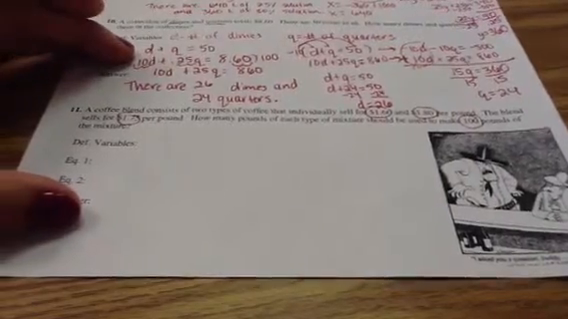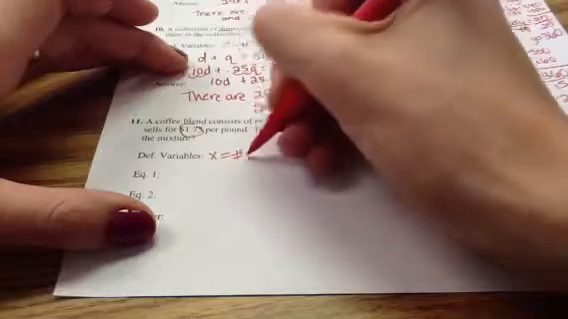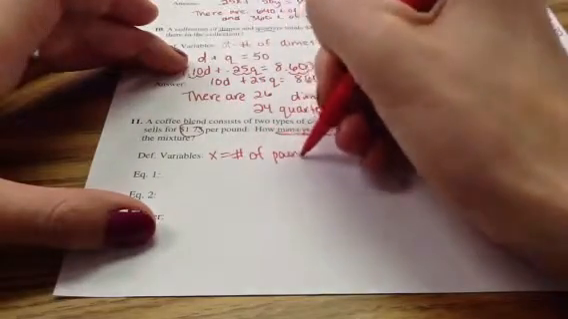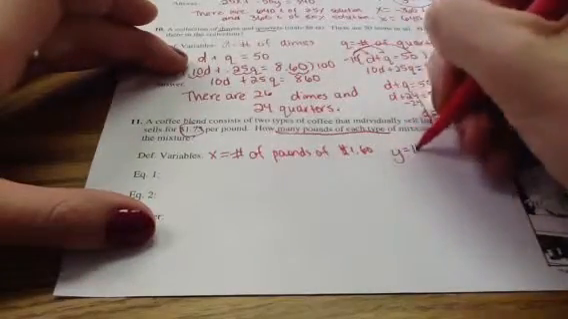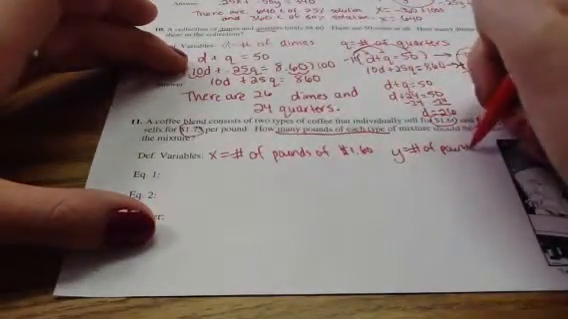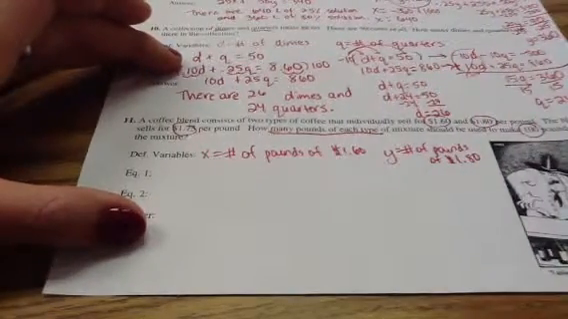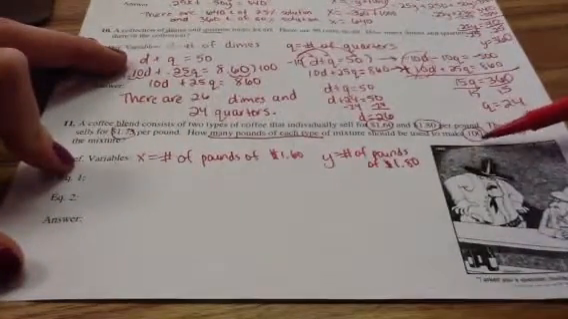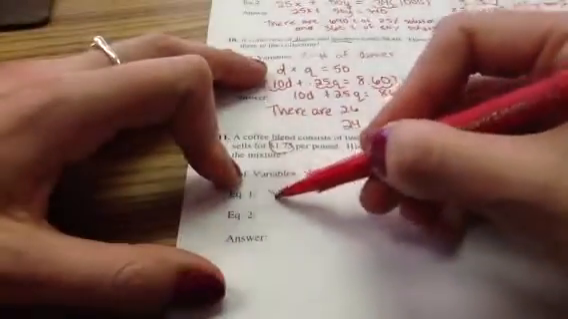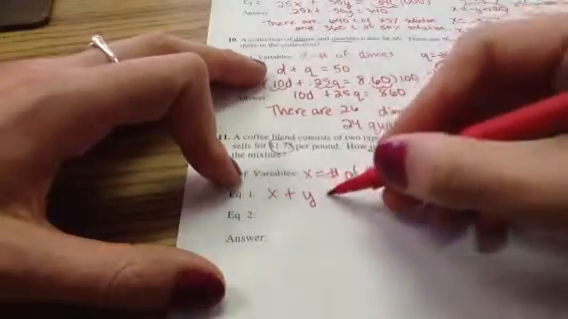When I define my variables, I'm going to have them be the unknown, and the unknown is how many pounds of each type. So x can be the number of pounds of the $1.60 tea, and y can be the number of pounds of the $1.80 tea. When I write my equation, I know that there has to be 100 pounds in total. It says that right here, 100 pounds. So the number of pounds of the $1.60 tea plus the number of pounds of the $1.80 tea is going to equal 100.